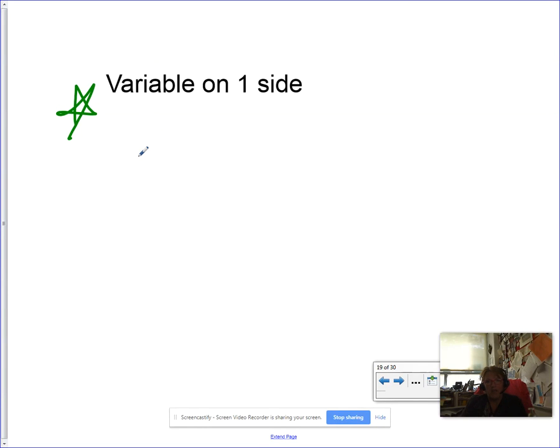All right, get out your packet, and I want you to turn, I think it's about page 9. Here's where we're at now. Every single day we've been taking it one step further, one step more complicated. Now you're going to encounter equations where you have variables on both sides, variables on both sides of the equal sign.